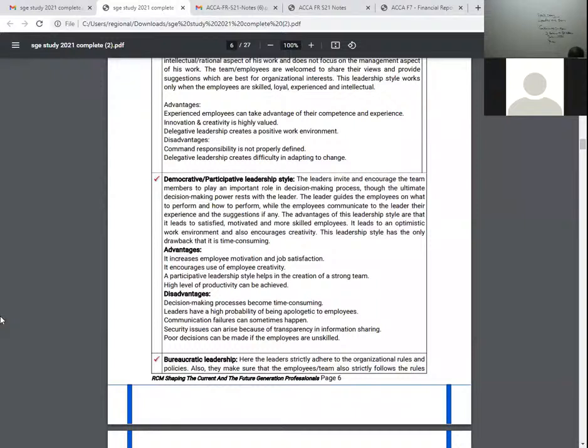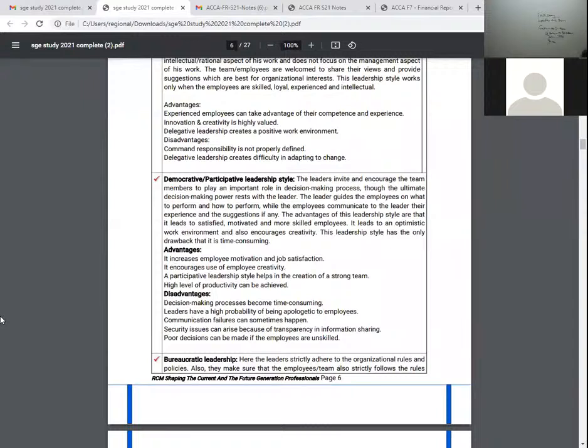A problem created by what here? Trying to listen to employees too much. Poor decisions can be made if the employees are what here, unskilled. You can imagine leaving somebody who is unskilled to make some decisions in the organization. Then automatically you will be, ladies and gentlemen, doomed.